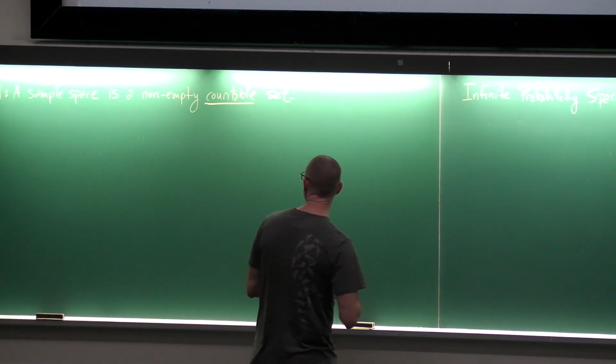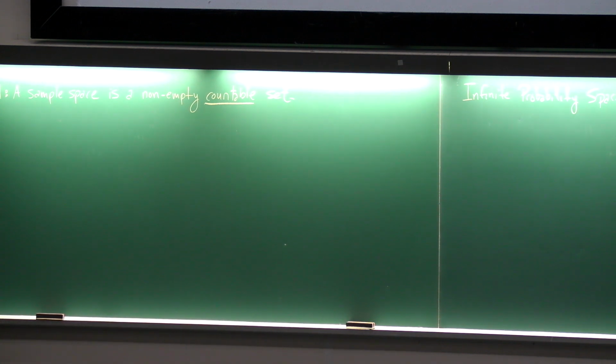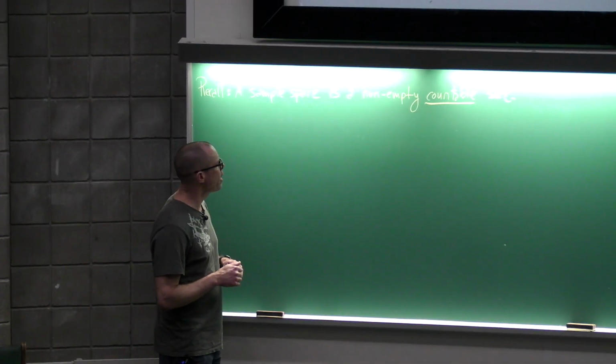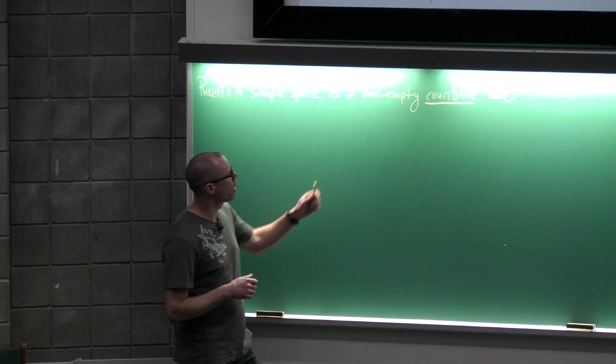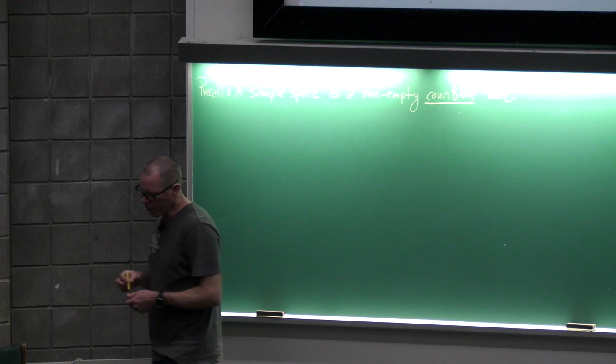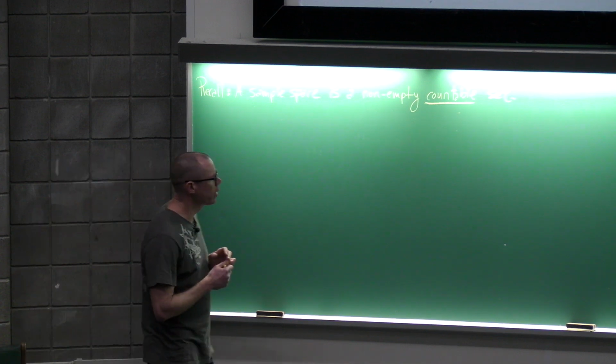probability spaces. And one of them is the set S. The thing we've always called S is the set of possible outcomes. And right up until now, the set S for us has always been finite. If we look at the definition, the sample space is supposed to be a non-empty countable set. So what does that mean? Well, every finite set is countable, but some infinite sets are also countable.